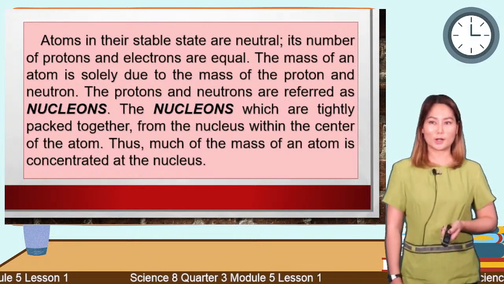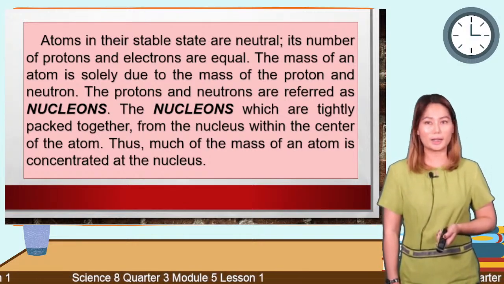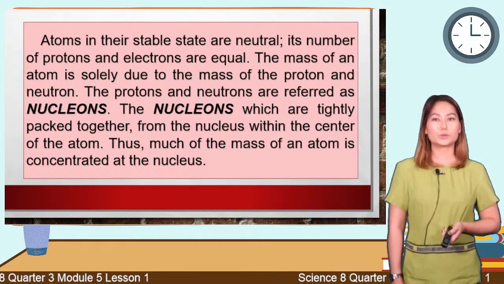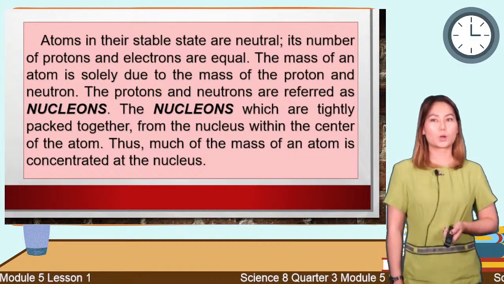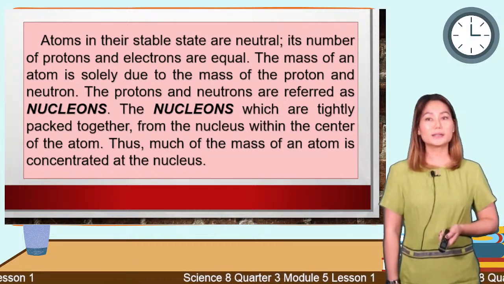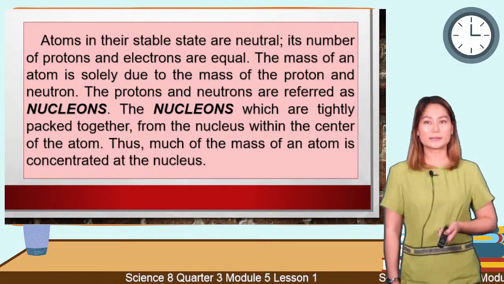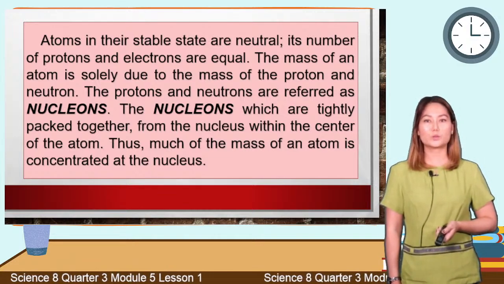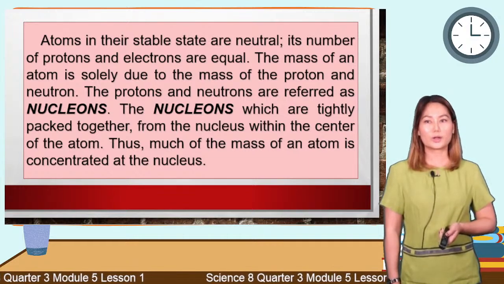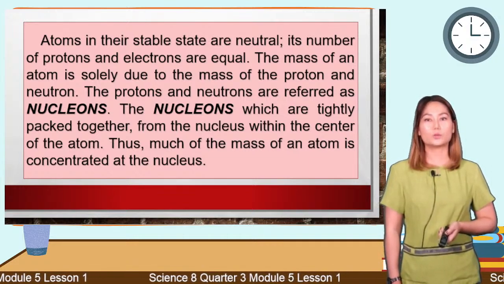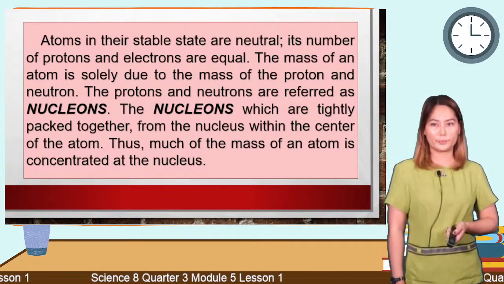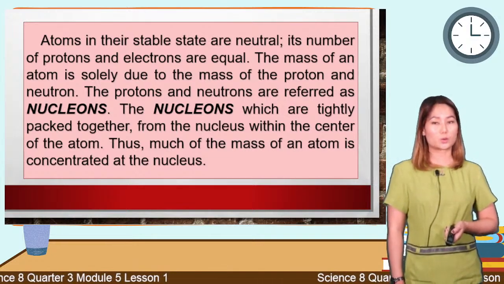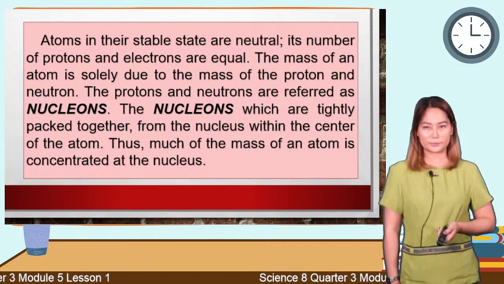Moving on. Atoms in their stable state are neutral. Yes, the number of protons and electrons are equal. The mass of an atom is solely due to the mass of the protons and neutrons. The protons and neutrons are referred to as the nucleons. The nucleons are tightly packed together to form the nucleus within the center of the atom. Thus, much of the mass of an atom is concentrated at the nucleus.